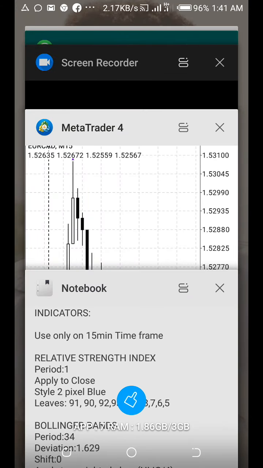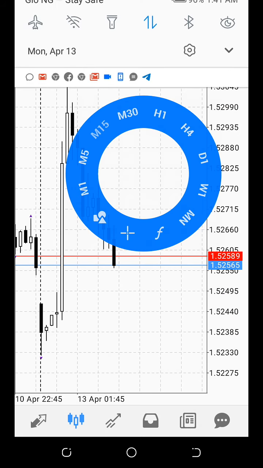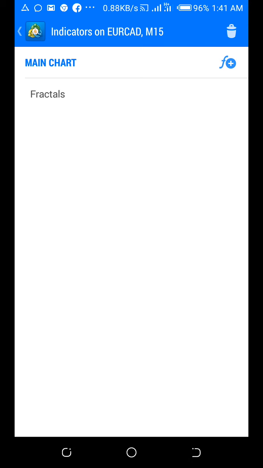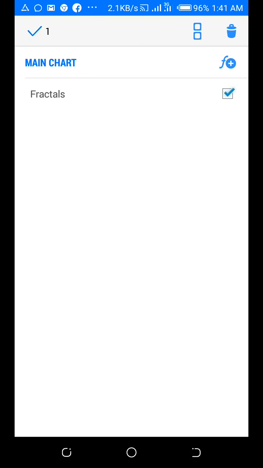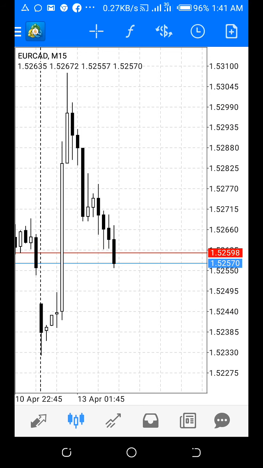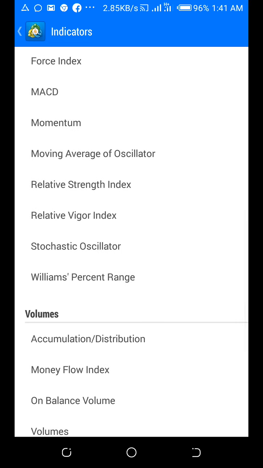So the first thing to do is press on this icon F. When you press on the icon F, I already have this fractal before, so make sure you delete that one. After deleting it, you can now set up the indicator that you want to be using. We said RSI first. Okay, let's go to RSI. Look for RSI. Okay, this RSI.